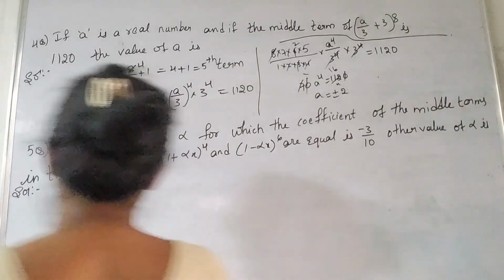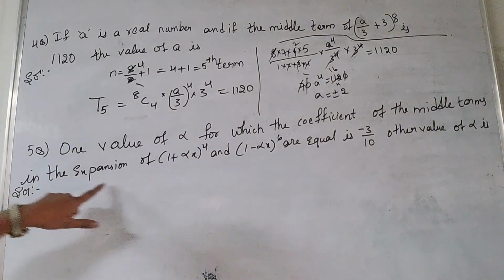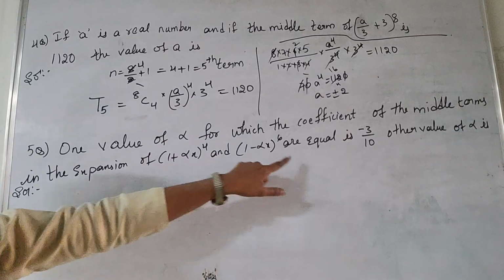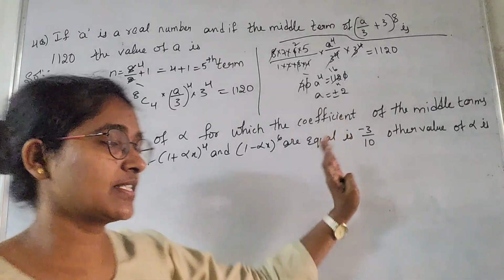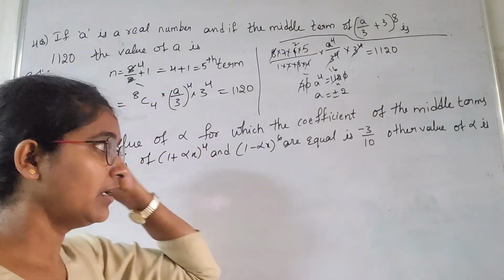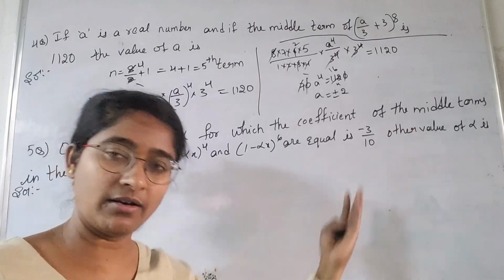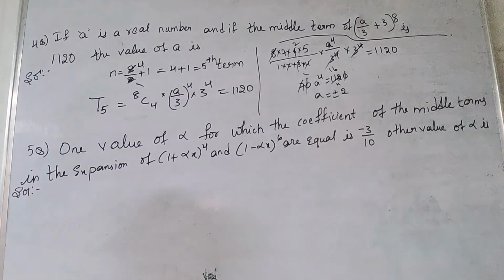Then the 5th question here. One value of alpha for which the coefficients of the middle term of the expansion of this and this are equal. So both middle terms are equal, it seems. The answer is minus 3 by 10 and the other answer they are asking. Okay, the other value of alpha. One answer they gave and they are asking us the other value of it.